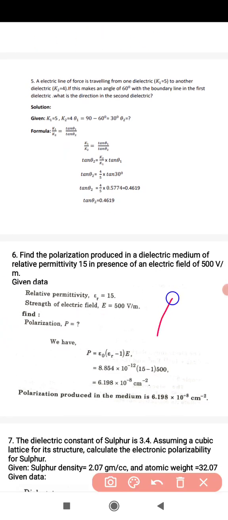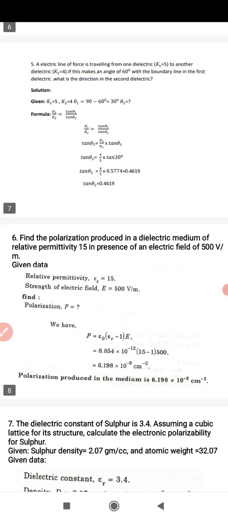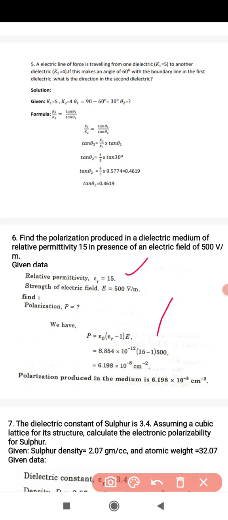Next, in the sixth problem, find the polarization produced in a dielectric medium of relative permittivity 15 in the presence of an electric field of 500 volt per meter. Given data: epsilon r is 15, the relative permittivity, and the strength of the electric field is 500 volt per meter. Then we find the polarization.